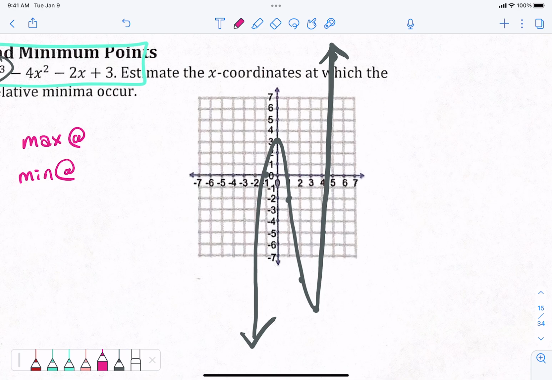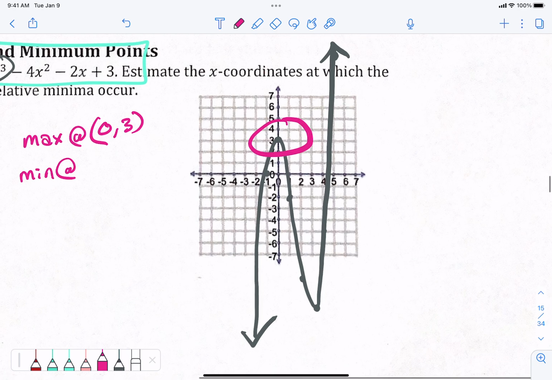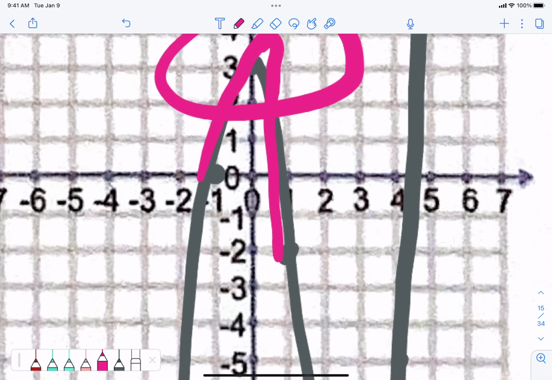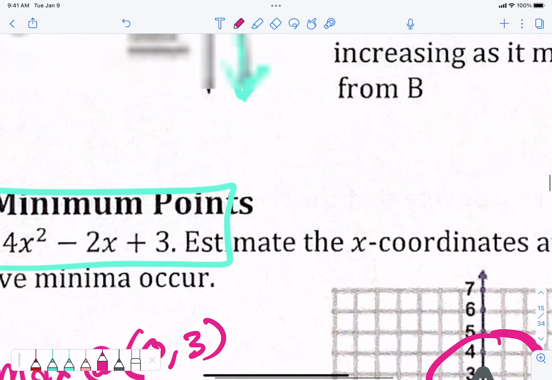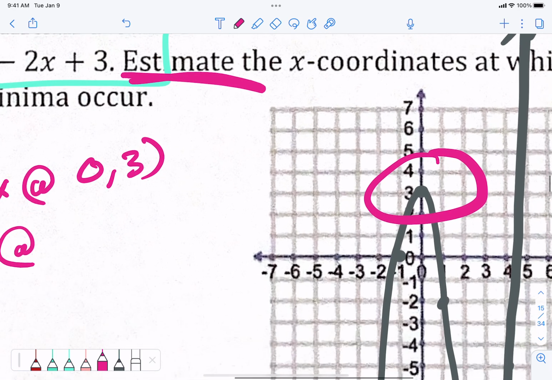How many high points do we have? Just one, this point right here. That point is located at approximately 0, 3, is what I'm going to put. I'm going to put the x and the y coordinate, 0, 3. Now it might not be exactly at 0, 3. It might be like right here instead, and loop up like that instead. But we're just going to estimate. That's what it says at the beginning right here: estimate the x coordinates.